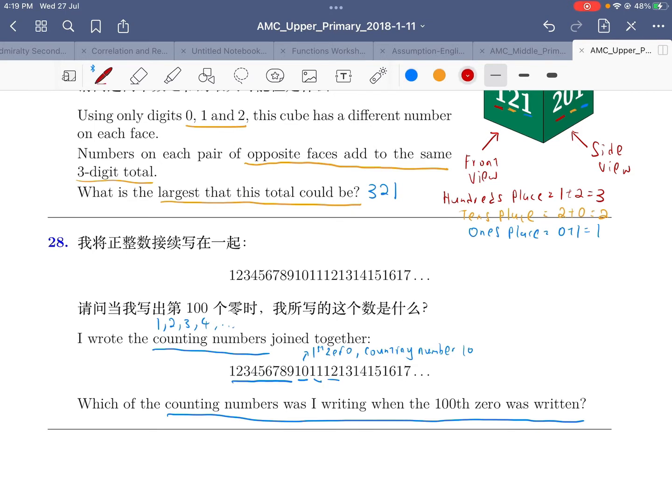So what do I mean by that? Now let's take a look at the first 9 digits. Alright, how many zeros are there in the first 9 digits?